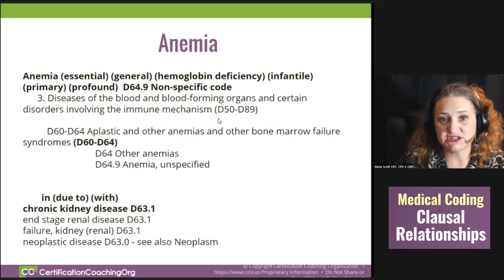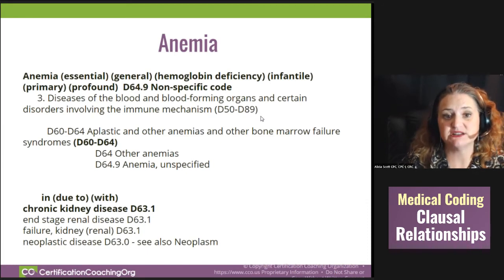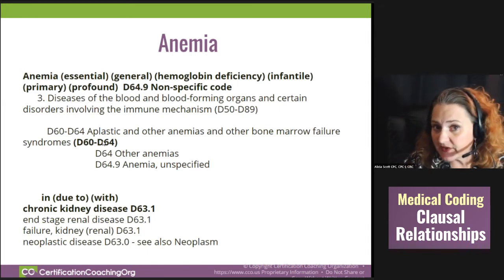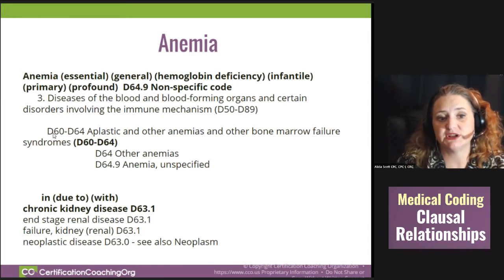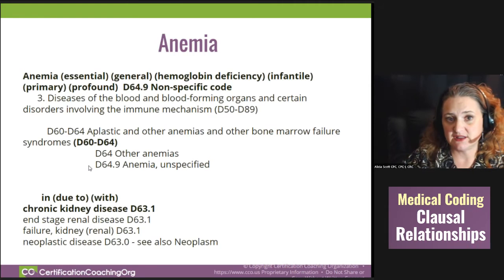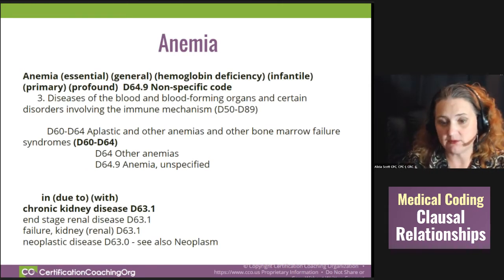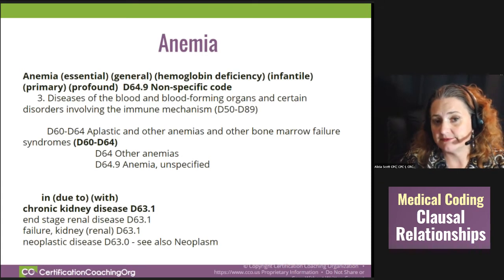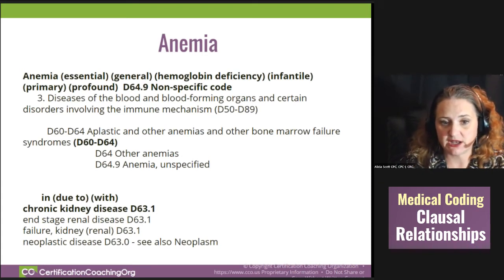But our code range is going to be, anemia is pulled out of D50 through D89 because it's a blood disease, a blood disorder. Something's going on with the blood. But anemia itself is going to be a smaller code range, and we're going to look at D60 through D64. And the codes that she picked, the two, are the ones that I would be looking at, right? There isn't something out there, but that is in the code range we were looking at. We've got other anemias, D64, and then anemia unspecified falls under that .9.